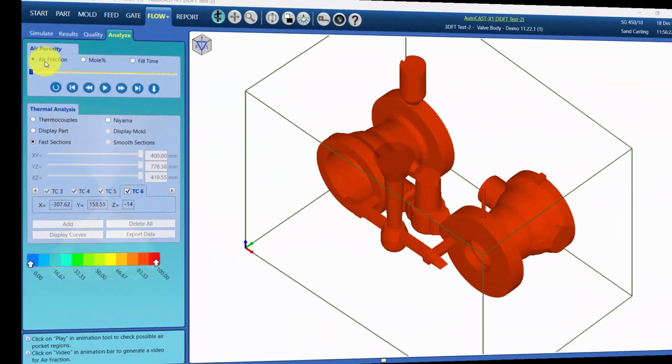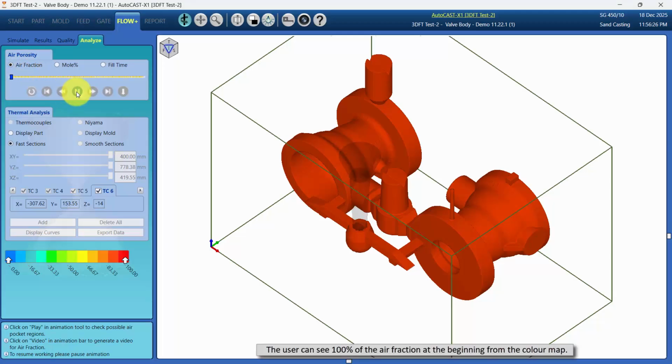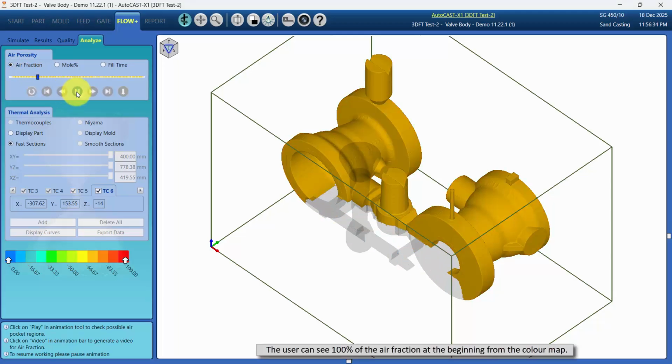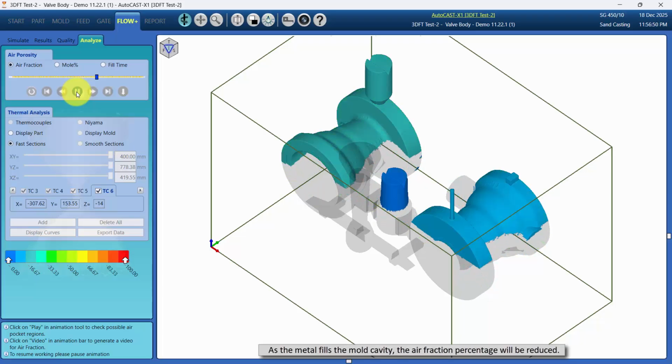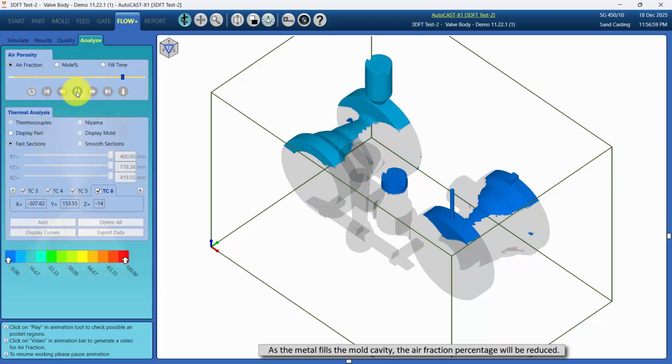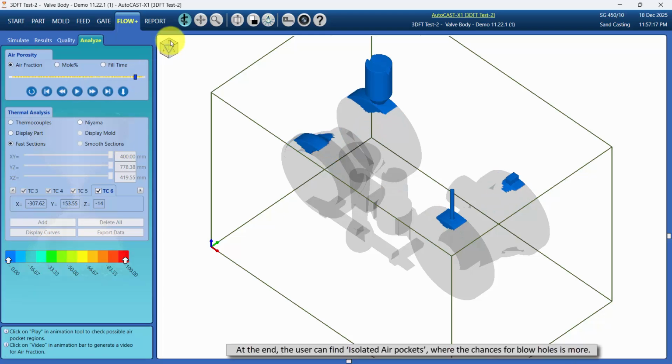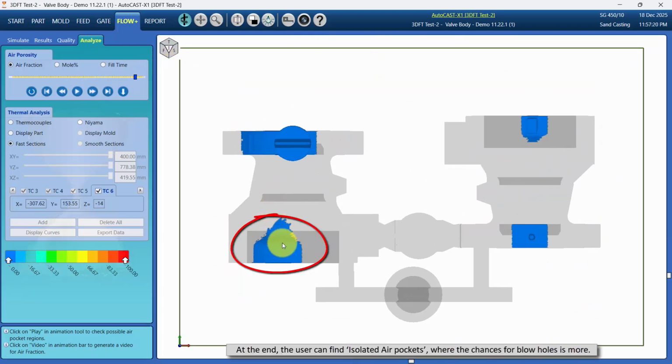Air porosity analysis. The user can see 100% of the air fraction at the beginning from the color map. As the metal fills the mold cavity, the air fraction percentage will be reduced. At the end, the user can find isolated air pockets where the chances for blowholes is more.